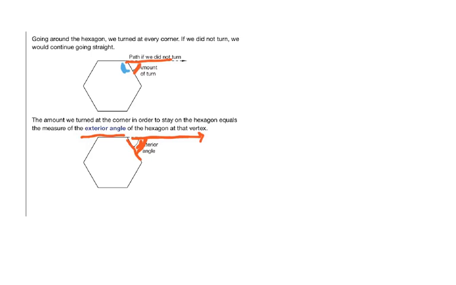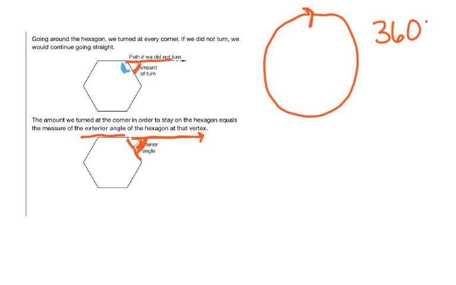Now, the exterior angle is very, very easy to find because how many degrees are in a circle? If I was to go around a circle, there's my beautiful circles. You guys all know I love drawing circles. I hope you catch the sarcasm in my voice there. Well, to go around a circle is 360 degrees. Well, to go around a polygon is also 360 degrees.